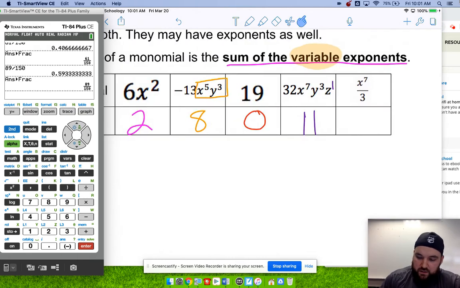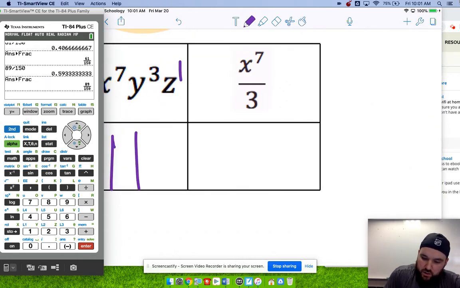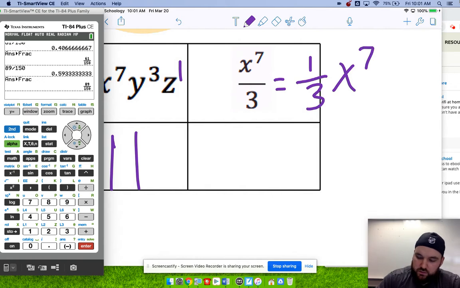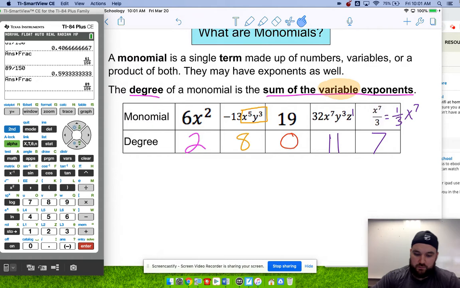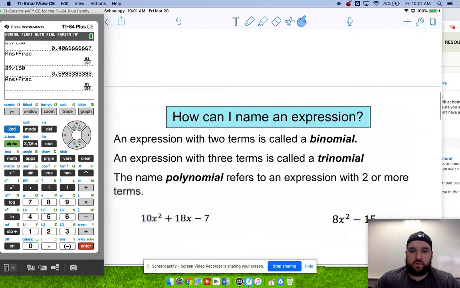And then finally here I have x to the 7th over 3. That dividing by 3 is the same as saying 1/3 x to the 7th. It doesn't really matter whether I put the 3 on the bottom of its own fraction or if I put the 3 underneath x to the 7th. But there's one variable, so that thing is degree 7. Okay, monomial is the same as term. Degree is just adding its variable exponents.